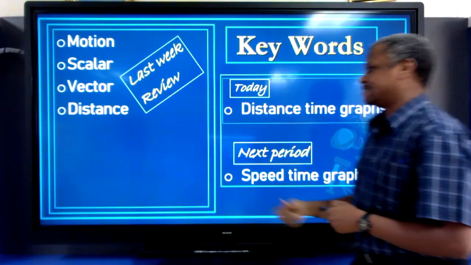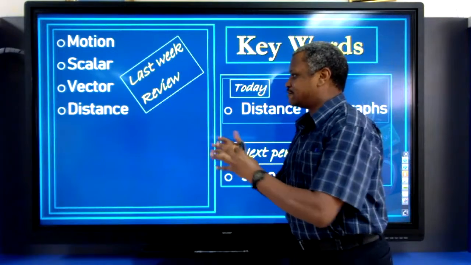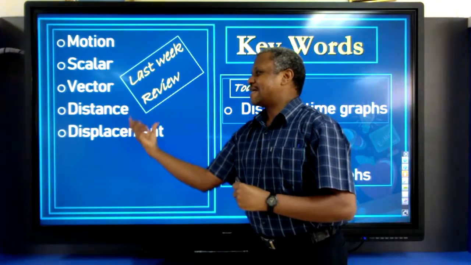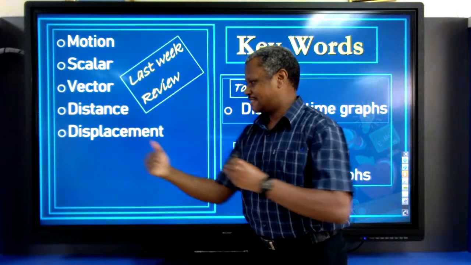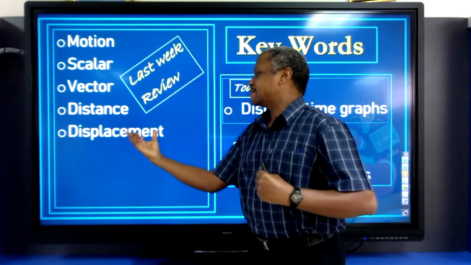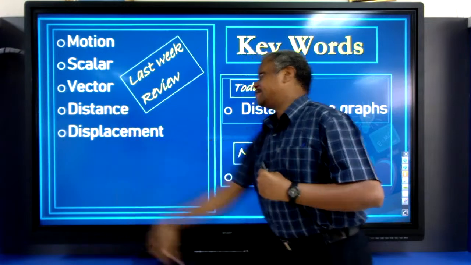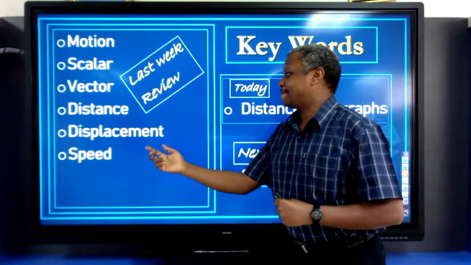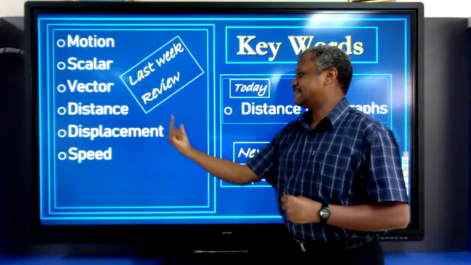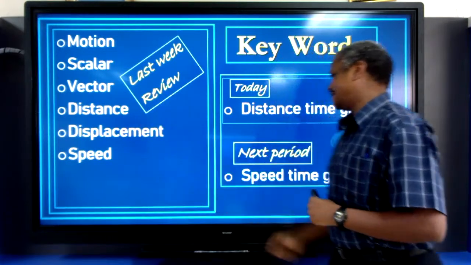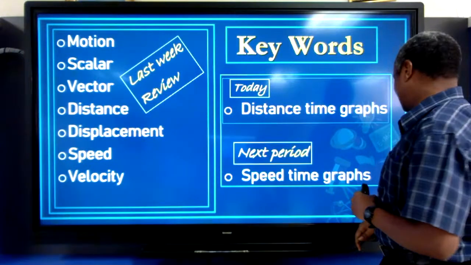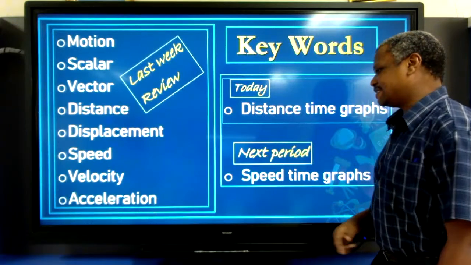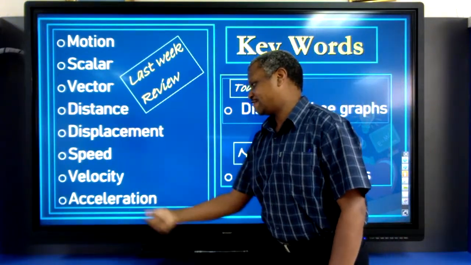We looked at distance. Distance is the actual path taken by any moving object. The difference between distance and displacement is that distance is the actual path taken. Displacement is the shortest distance between the initial and the final point. This is a vector. This is a scalar quantity. That was last week. And also we looked at speed. Speed can be found by dividing the distance by the time taken. And velocity can also be found by dividing the displacement by the time. Acceleration is the rate of change of velocity divided by time.